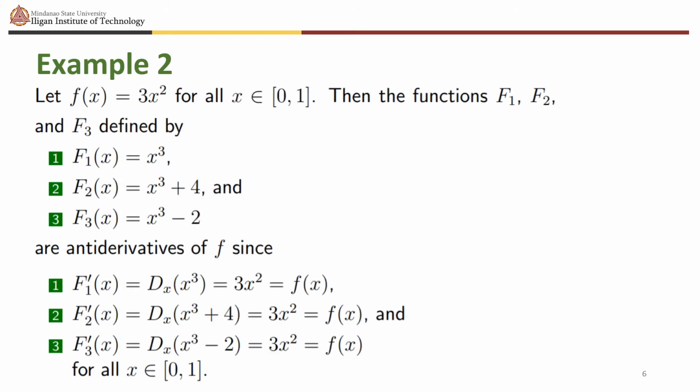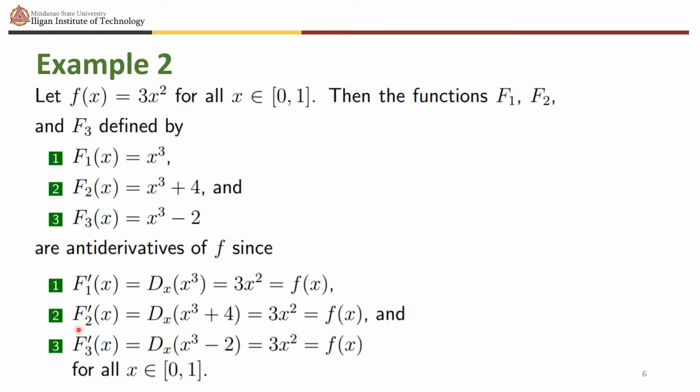Example 2 says that if we let f of x be equal to 3x squared for all x element in the interval 0, 1, then the functions F sub 1, F sub 2, and F sub 3 defined by F sub 1 of x equals x cubed, F sub 2 of x equals x cubed plus 4, and F sub 3 of x equal to x cubed minus 2 are antiderivatives of f since F sub 1 prime of x is equal to the derivative of x cubed, but the derivative of x cubed is equal to 3x squared, which is actually equal to f of x.